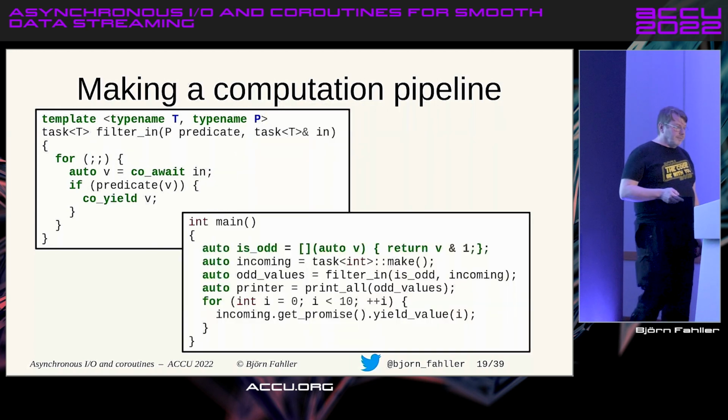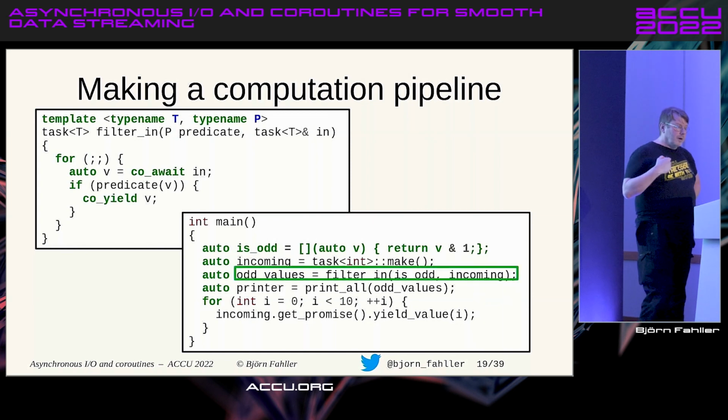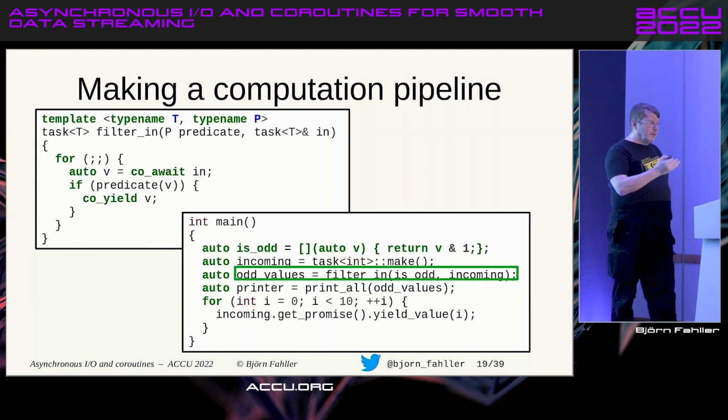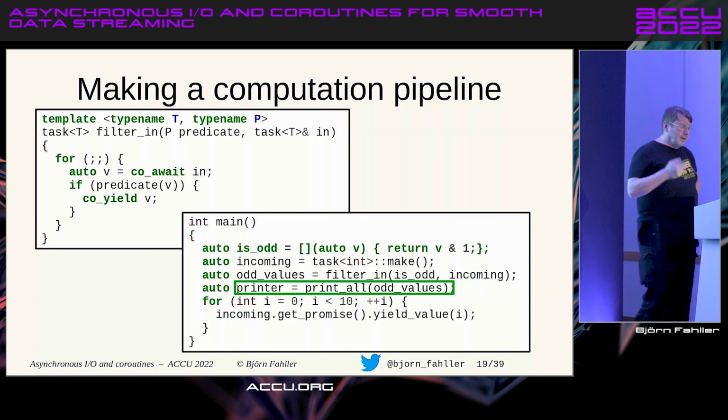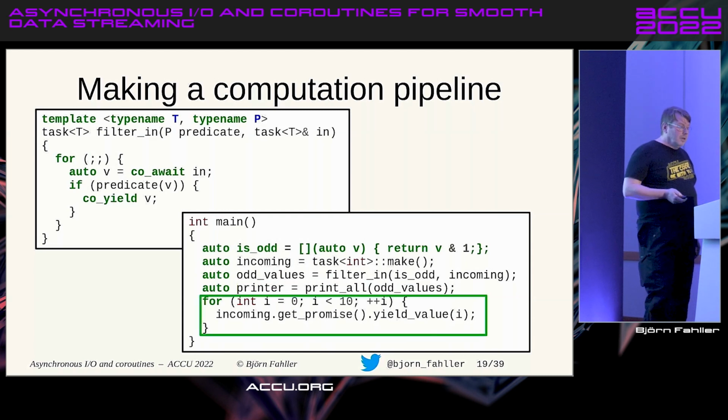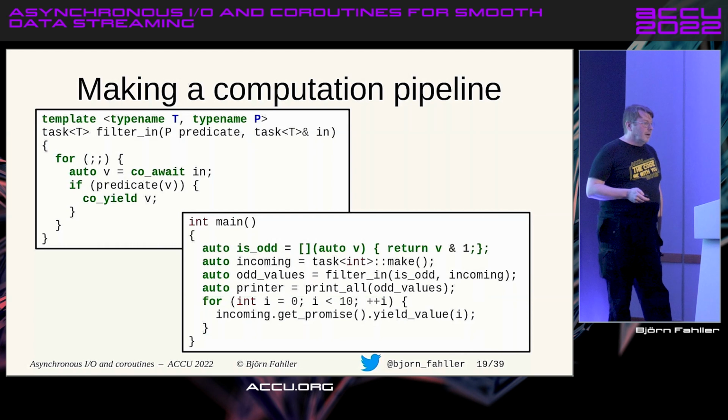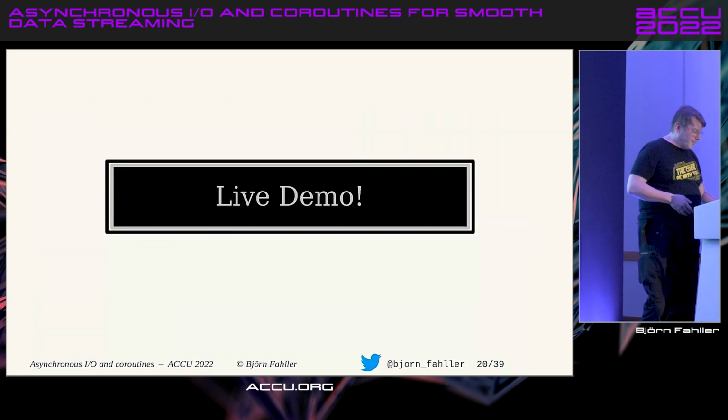Okay, so we can write something like this, where we create a filter, odd values are filter in of incoming from is odd, and then we have our printer that prints all values from odd values. And then we just loop and call yield value on a range, like this. So we can show this.